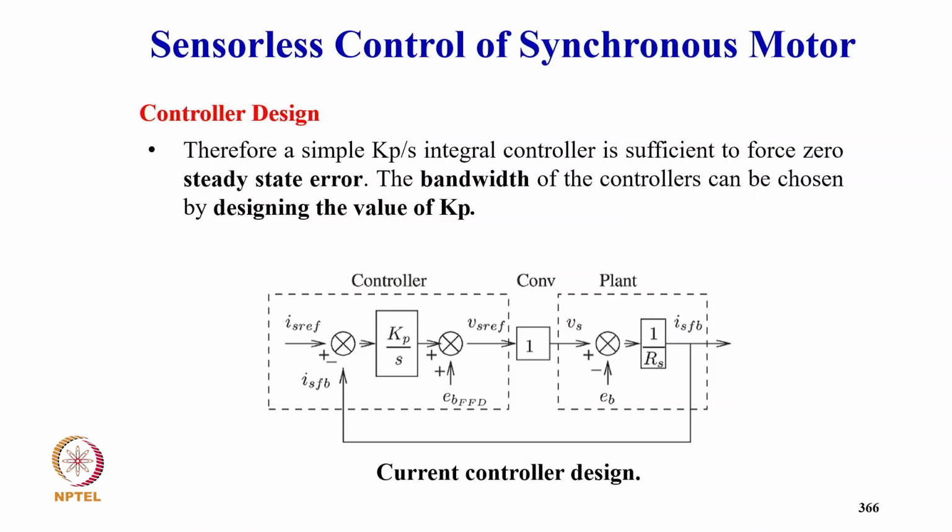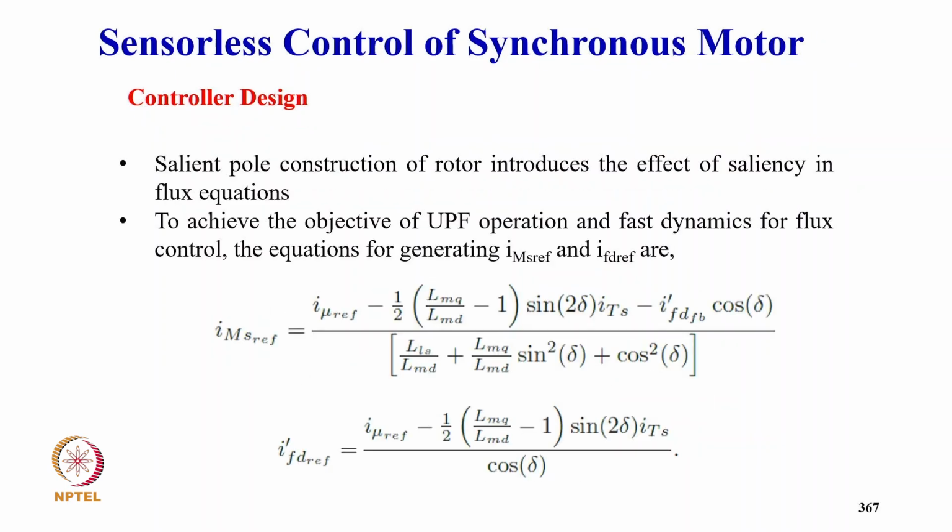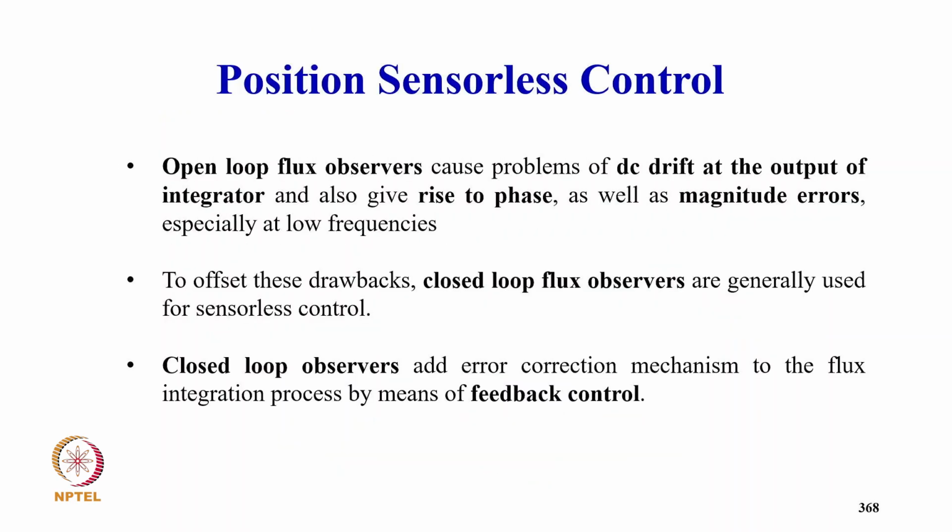Therefore a simple PI integral control is sufficient to hold the steady state. The bandwidth of the controller can be chosen by designing the value of its proportional gain Kp. Typically, the salient pole construction of the rotor introduces the effect of saliency in the flux equation to achieve the objective of UPF operation for dynamics of control. The equation for IM reference is given there, IM is calculated from here, and IFD reference is also calculated from this.